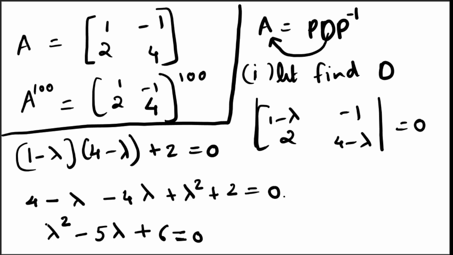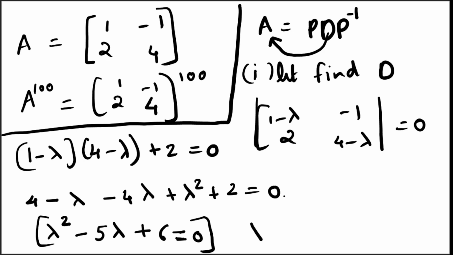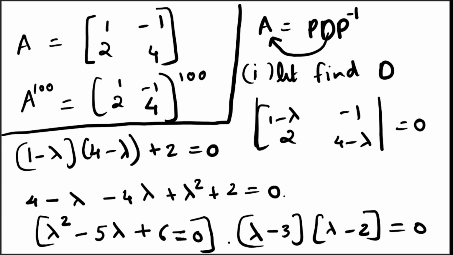So we will get a quadratic equation. You can solve it by any method, so we can factorize it. We need two numbers which when added give minus 5, and when multiplied give 6. Those numbers are simply minus 3 and minus 2. So (lambda minus 3)(lambda minus 2) is equal to 0, which means lambda can be 2 or 3. So these are the eigenvalues.